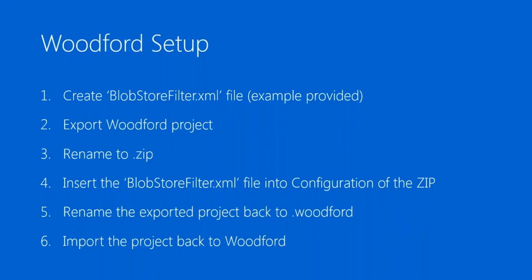So all you have to do with that is create a file which is called blob-store filter XML, then export the Woodford project where you want this to be applied, rename it to zip, insert the blob-store filter XML into the configuration folder of the zip file, rename the zip file back to .woodford, and import the project back and override the project that you want to use or create a new one. And that should be it.